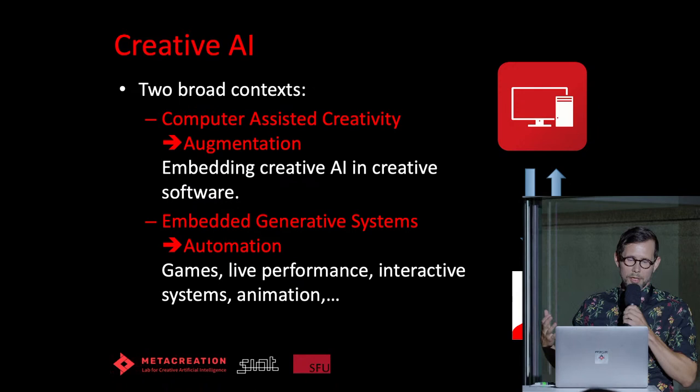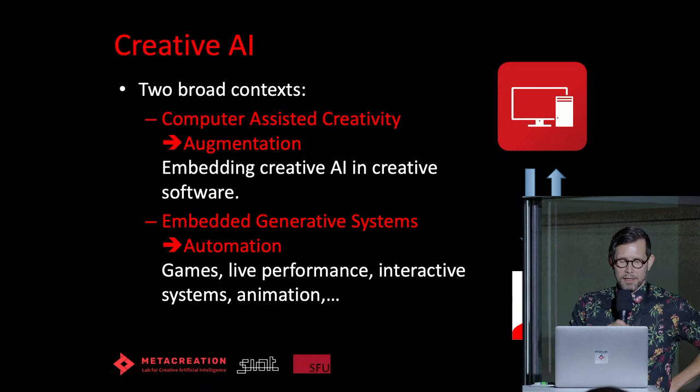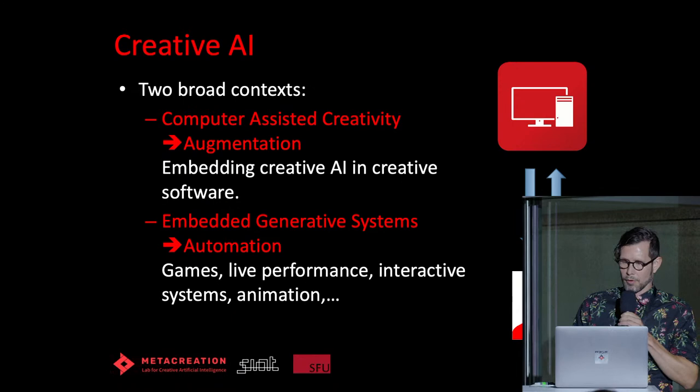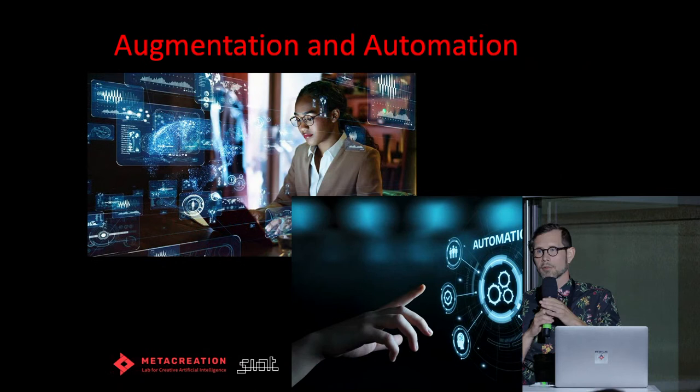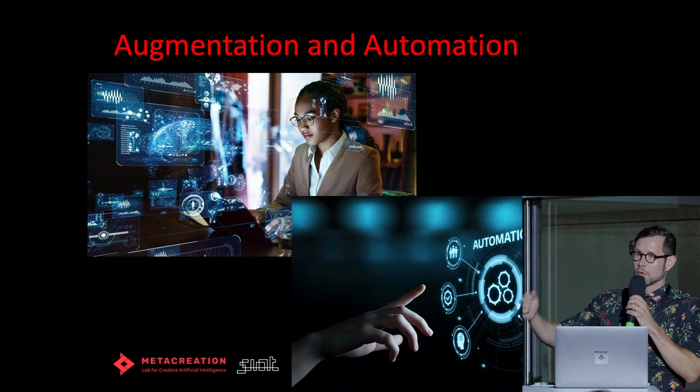And the second category, embedded generative systems, automation, where we generate the right content at the right time for the user. And those two contexts of augmentation and automation, they're nothing new. They're, in fact, what happened with the Industrial Revolution. And now this digital revolution, instead of automating physical work, we automate cognitive work.